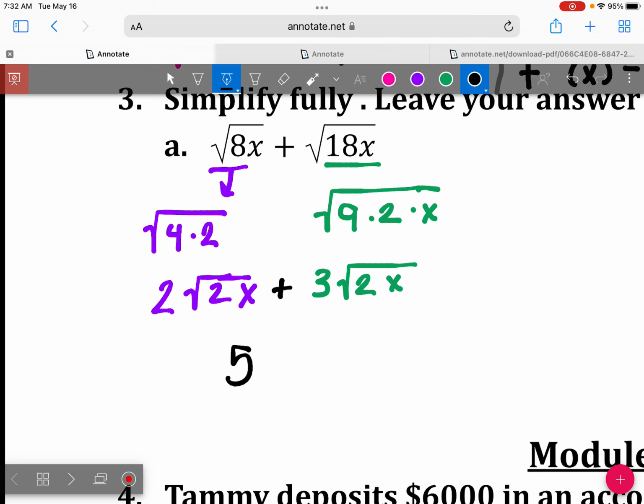5 things. 5 square root of 2x. Because this is my things. 2 things plus 3 things gives me 5 things. So you simplify each term as far as you can. And then we can add the like radicands, the like guys in the house.